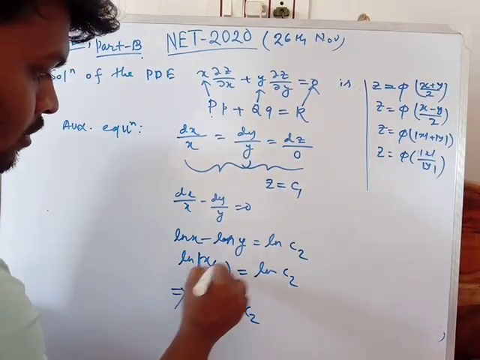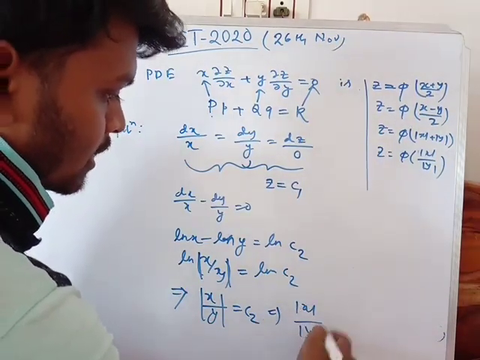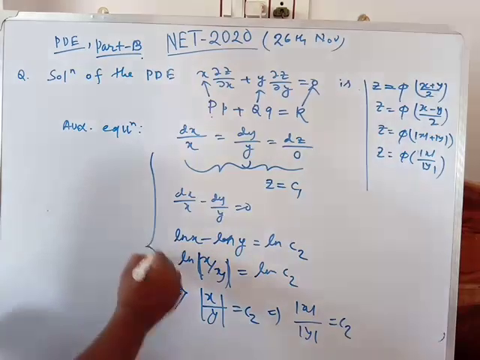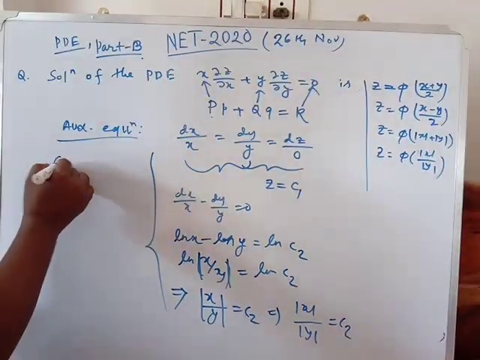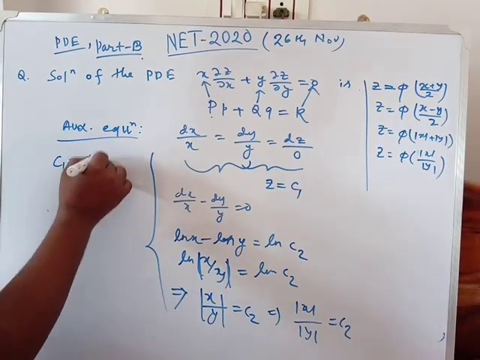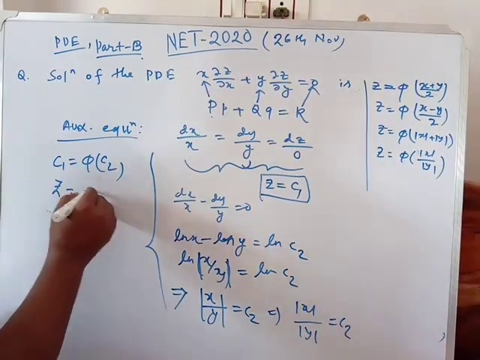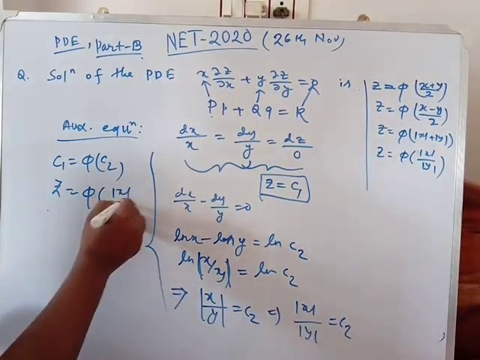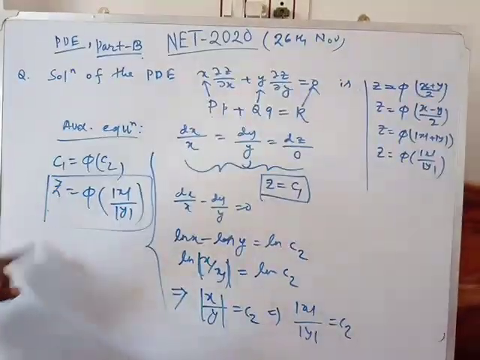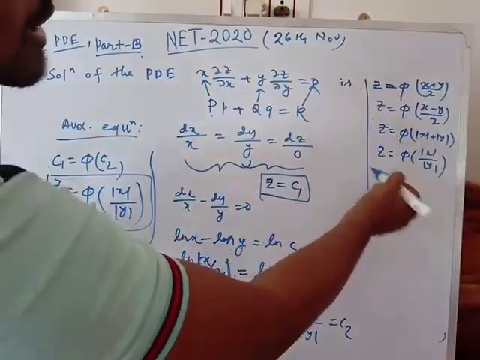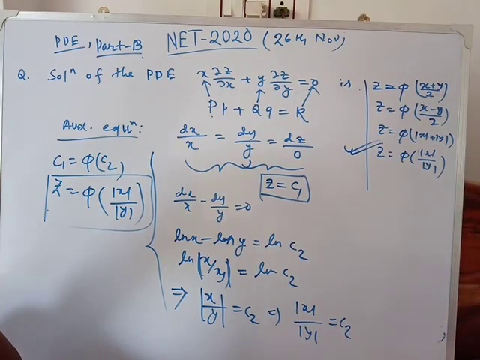So it can be written also in modulus form. So from here mod x by mod y equal to c2, and the solution of this Cauchy equation is written in this form: c1 equal to phi of c2. So from here c1 is z, and phi of c2 is mod x by mod y. So the solution of this problem will be this. So here is the answer. This option will be correct.